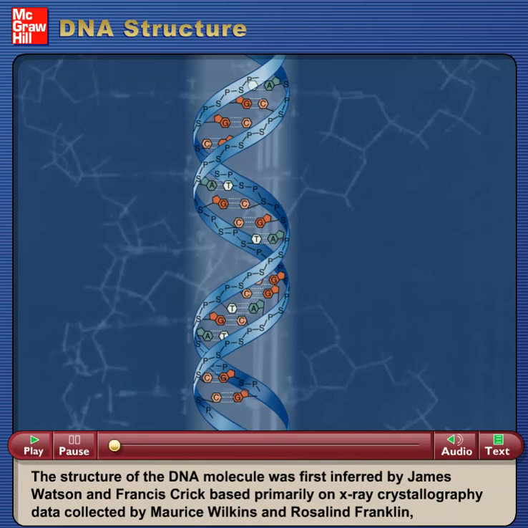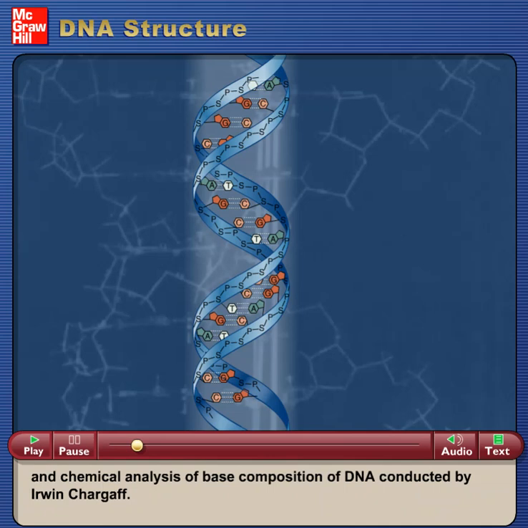The structure of the DNA molecule was first inferred by James Watson and Francis Crick, based primarily on X-ray crystallography data collected by Maurice Wilkins and Rosalind Franklin, and chemical analysis of base composition of DNA conducted by Erwin Chargaff. The key features of the structure are its right-handed double helical structure.